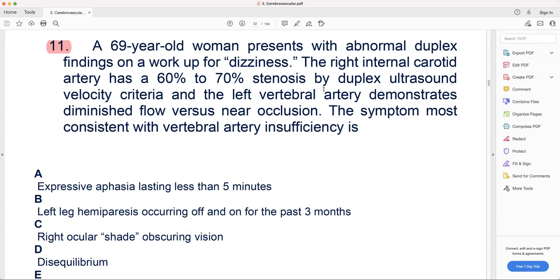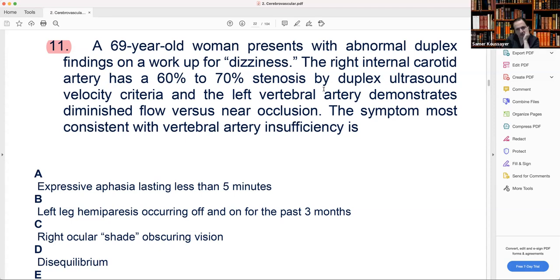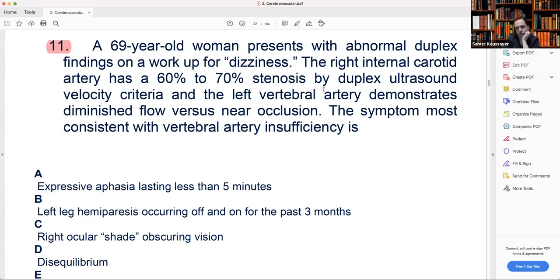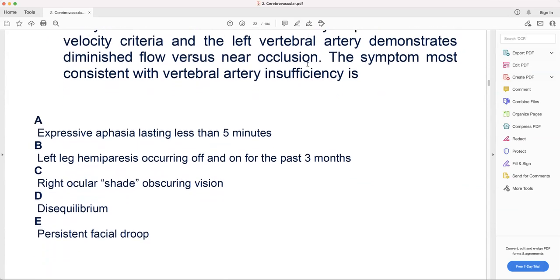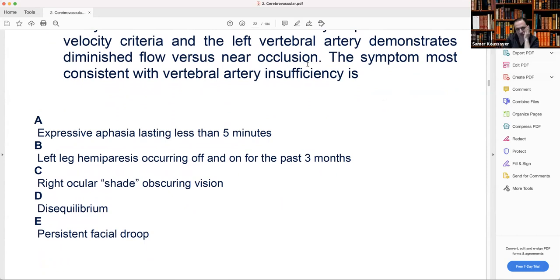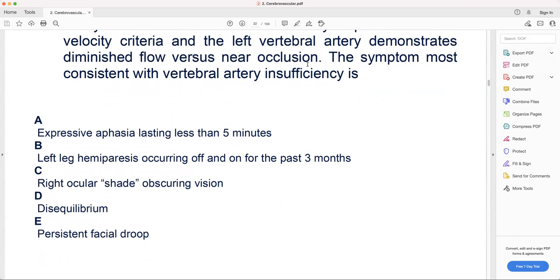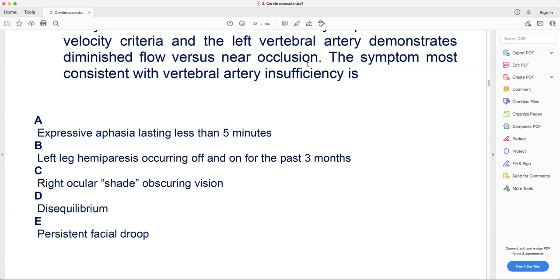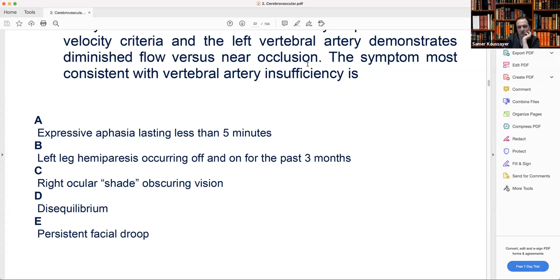Go ahead, Bassam. Expressive aphasia lasting less than 5 minutes. Okay, is this anterior or posterior? It could be a symptom of anterior. That's correct. A patient comes with slurred speech, he cannot express himself, aphasia. All this is a sign of anterior circulation, a sign of internal carotid, not vertebral. Next one: left leg hemiparesis occurring off and on for the past 3 months. If we say weakness or paralysis, then we'll say it's anterior, but this is on and off. It could be a neurological symptom, but it's not related to posterior circulation as well. They just want to know if it's anterior or posterior circulation symptoms. Hemiplegia is anterior, correct? Yes, it's anterior.